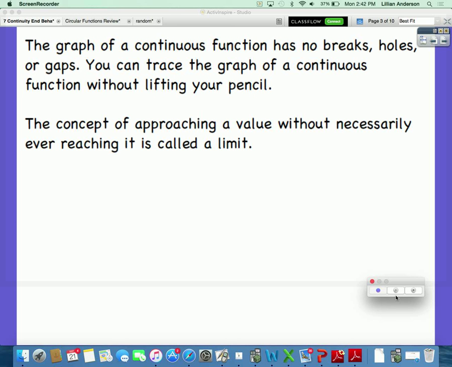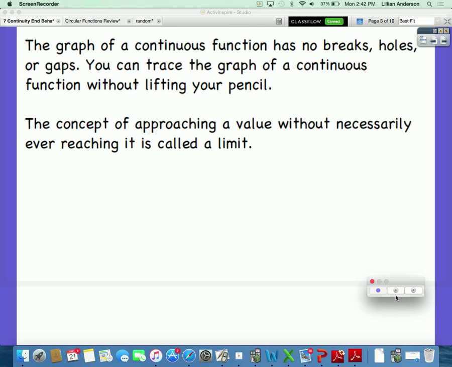Right now, off the top of your head, can anybody tell me a function that is not continuous that you know of? Reciprocal functions. Because don't I have to lift up my pencil to get to the other piece? That's one. Anybody else? Greatest integer. And I heard piecewise functions. Yes, all those are examples of functions that are not continuous. At some point in time, I'm going to probably have to lift up my pencil to get to the next part of it.